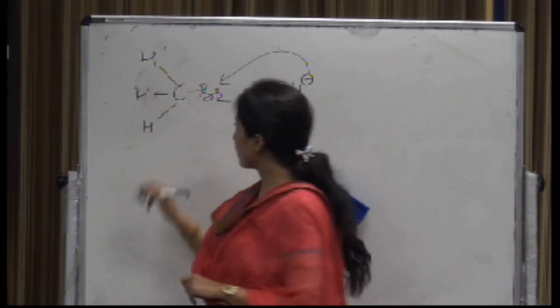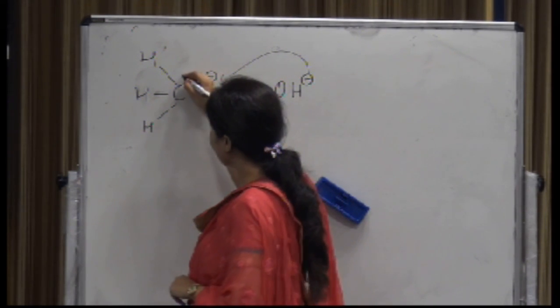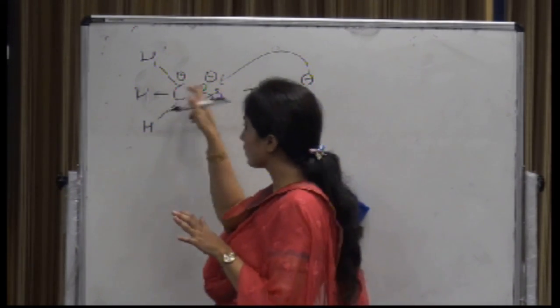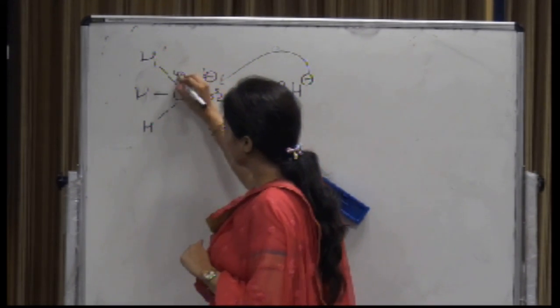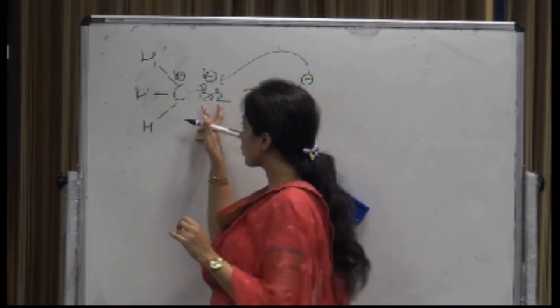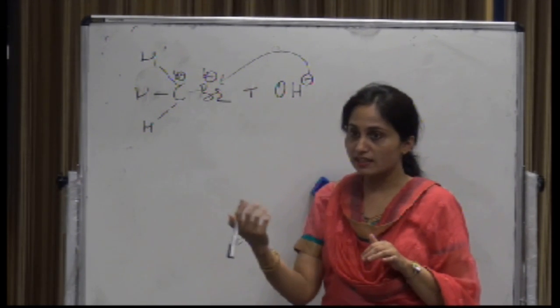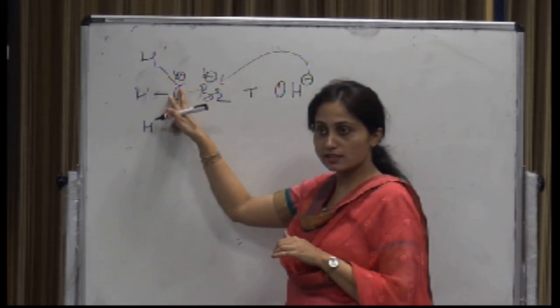Now you know that Br is negatively charged and C will be positively charged. But I have told you not to put positive and negative unless the bond is broken. So delta negative, delta positive, partial, because bromine is more electronegative in nature. Electronegative means it has a tendency to pull electron density. So this is delta negative, this is delta positive.